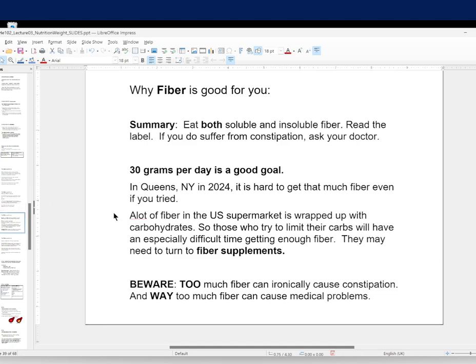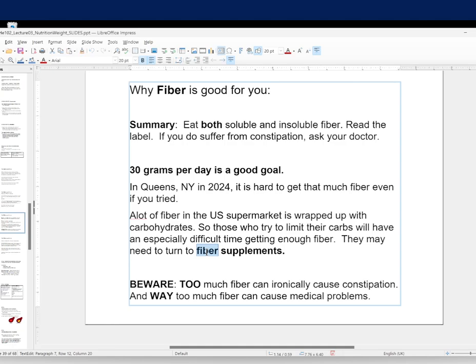The only people who should consider fiber supplements are those who actually are dealing with constipation now and who first consult their doctor, because there is a possibility to eat too much fiber, and too much fiber can ironically cause constipation. And way too much fiber can cause serious medical problems. So talk to your doctor first before you take any kind of supplement.